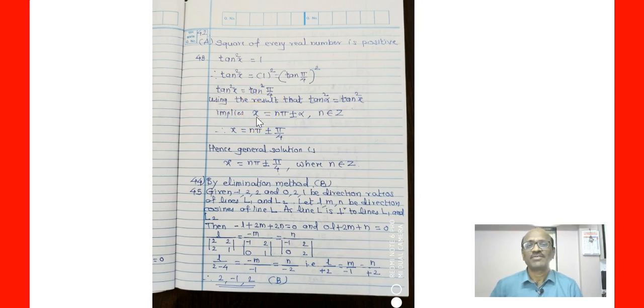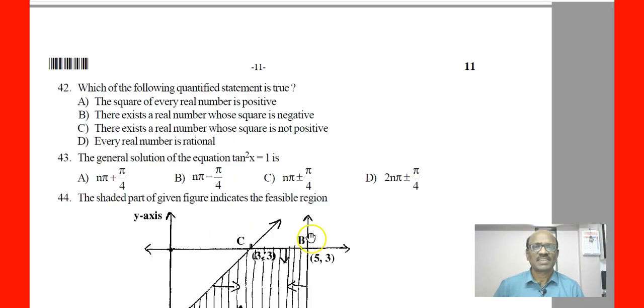Again apply the formula. What is the formula? Tan square alpha is equal to tan square x, therefore x is equal to n pi plus or minus alpha, where n belongs to Z. Now the value of alpha is pi by 4. Therefore x is equal to n pi plus or minus pi by 4, and hence the general solution is x is equal to n pi plus or minus pi by 4, where n belongs to Z. Now next question.